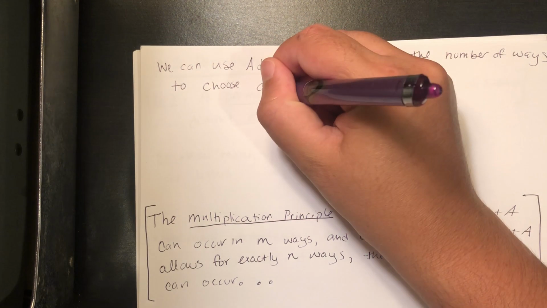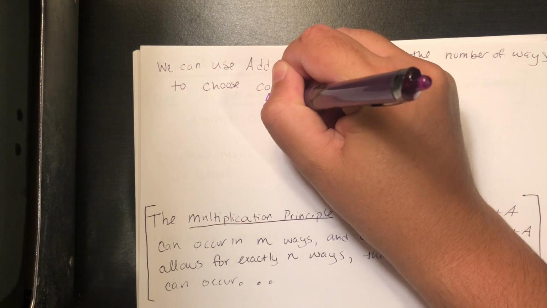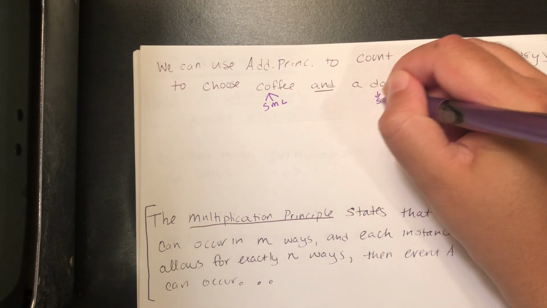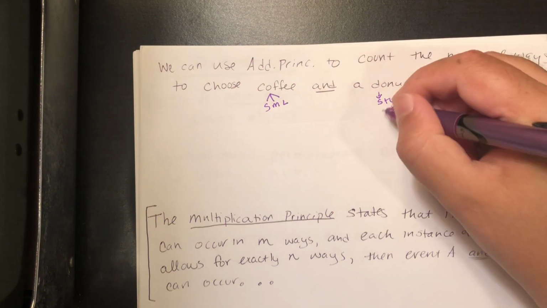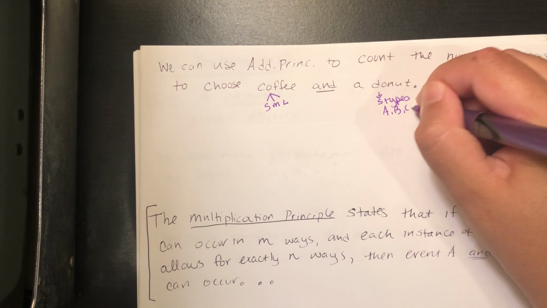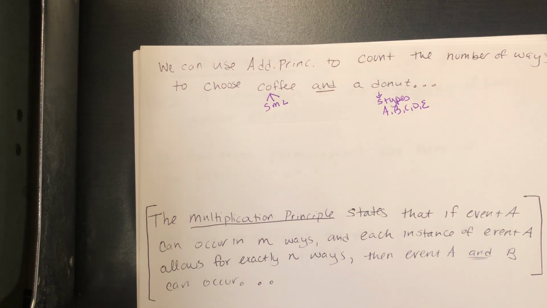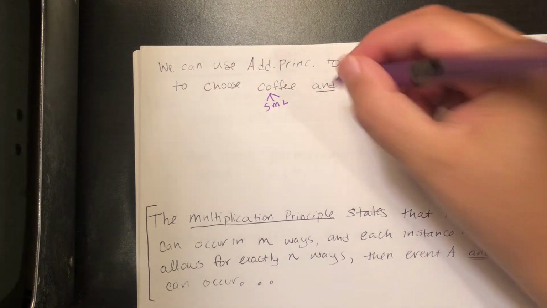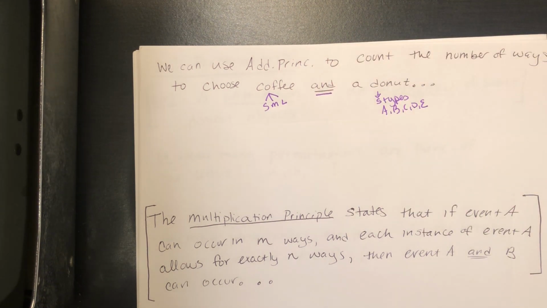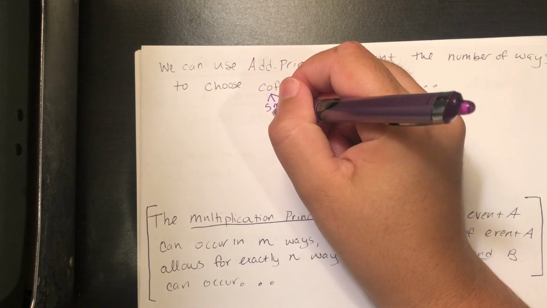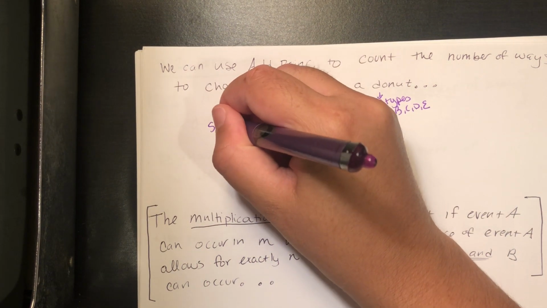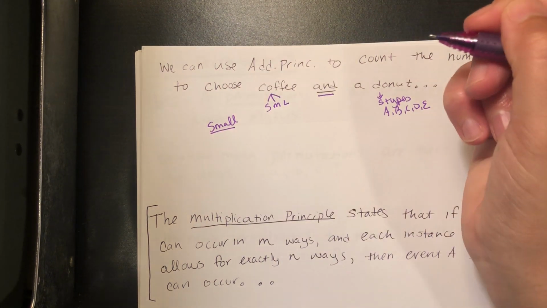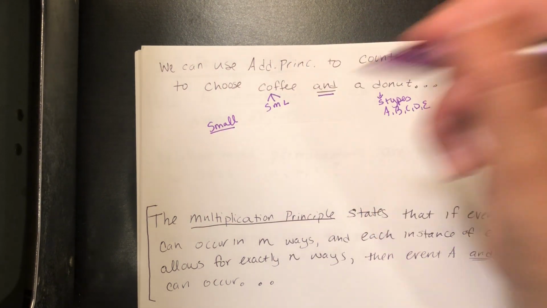Remember, we said that there were 3 different sizes of coffee, small, medium, and large, and then there's 5 types of donut. I don't know what they are, let's just call them type A, B, C, D, and E. So if we wanted to use the addition principle to count the number of ways we could choose both coffee and a donut, since this is an and statement, it's not as simple as just saying 3 plus 5 anymore. But what we can do is break this up into three cases. First, look at the number of combinations that consist of a small coffee and a donut.